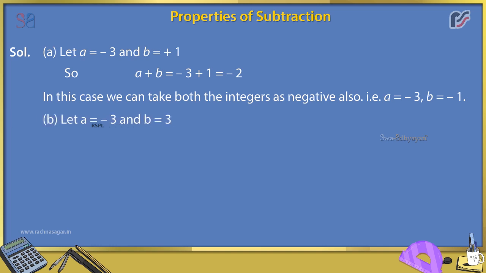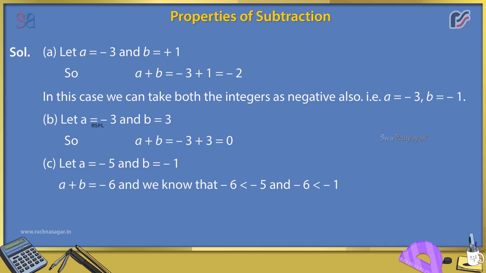Let A is equal to minus 3 and B is equal to 3. So, A plus B is equal to minus 3 plus 3, which is equal to 0. C. Let A is equal to minus 5 and B is equal to minus 1. A plus B is equal to minus 6, and we know that minus 6 is lesser than minus 5 and minus 6 is lesser than minus 1.